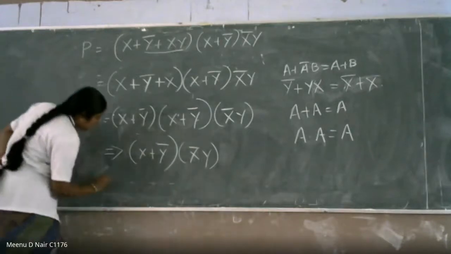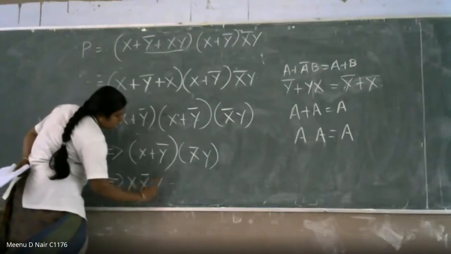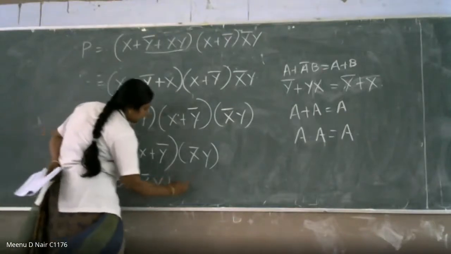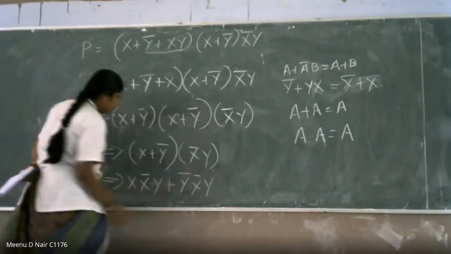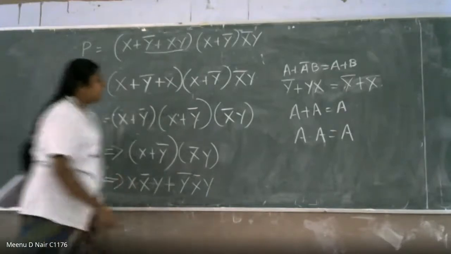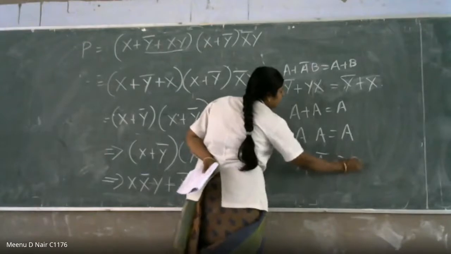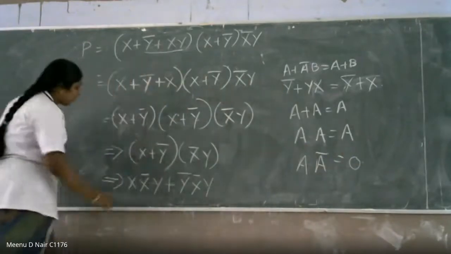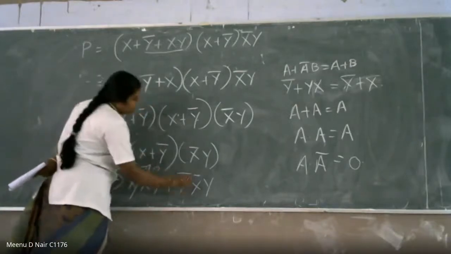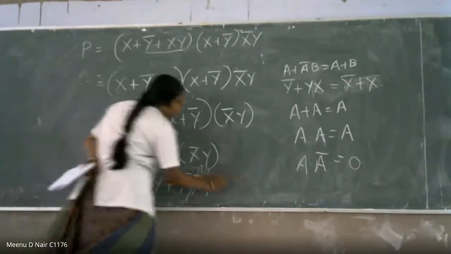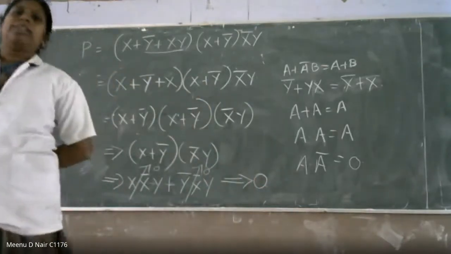So you can expand the term x bar y plus y bar x bar y, right? So this is x into x bar. What is a into a bar? A into a bar is equal to 0. So this term goes to 0. Similarly, y bar into y, so this term also goes to 0. Your answer is equal to 0.